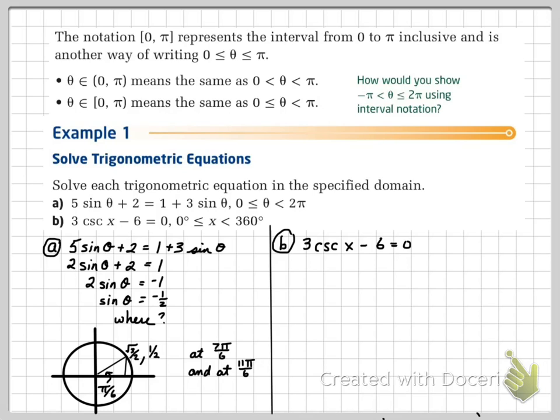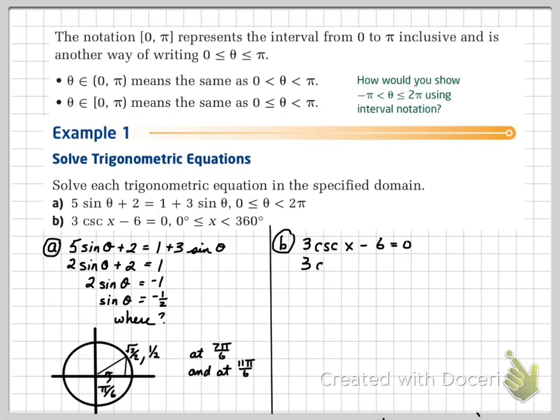Next, B. 3 cosecant x minus 6 is equal to 0. This time, it's over the interval between 0 and 360. Now my answer is expected to be given in degrees. That's the key. That's what you have to look for.